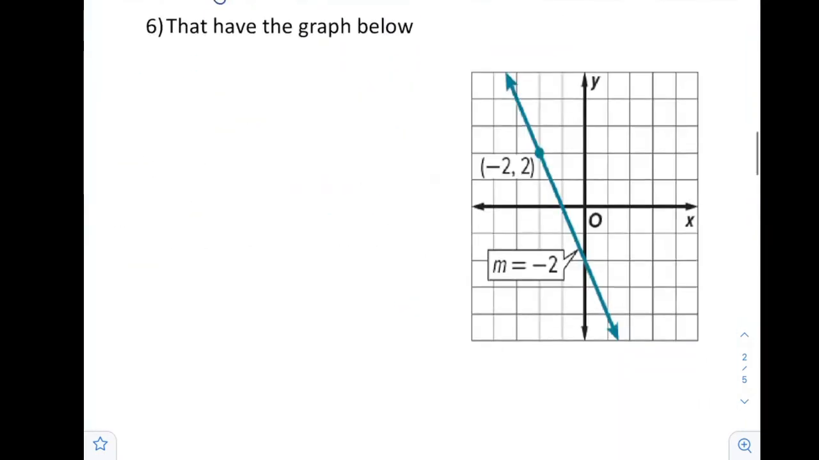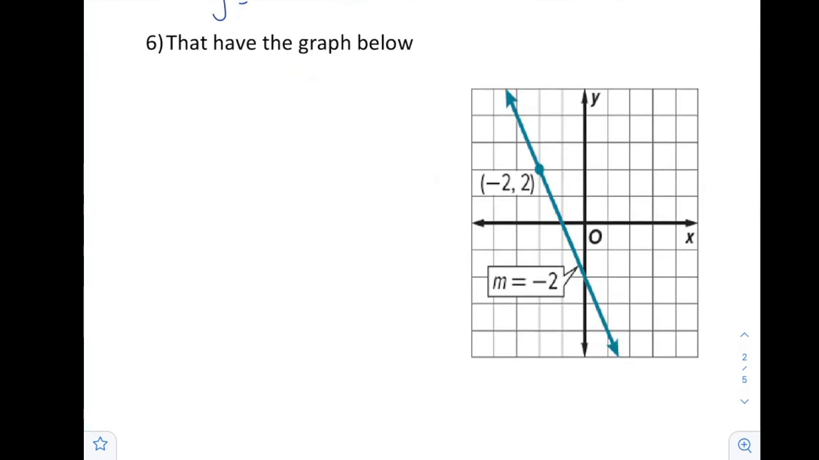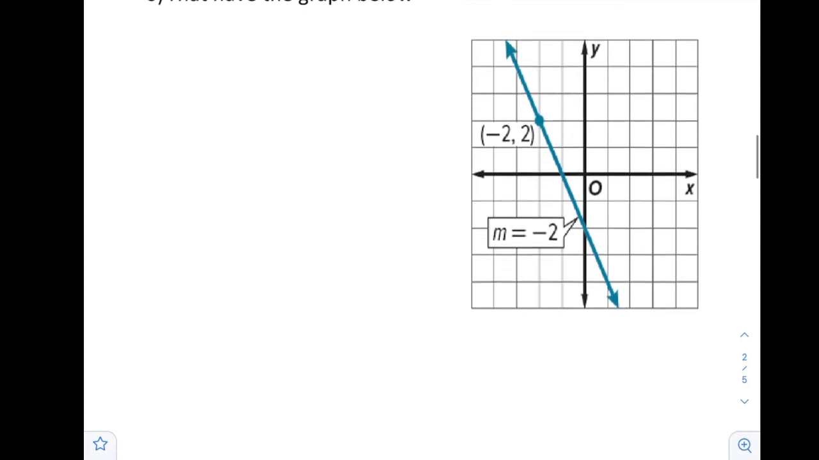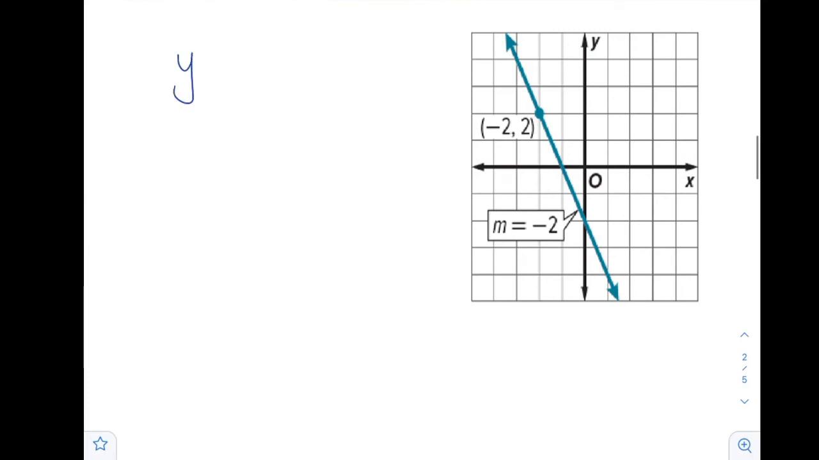And now finally we have a graph, and everything is given in this graph. Find the equation of the line that has the graph below. Now, also y equals mx plus b. Do we have the slope? Yes, we have it, minus 2.